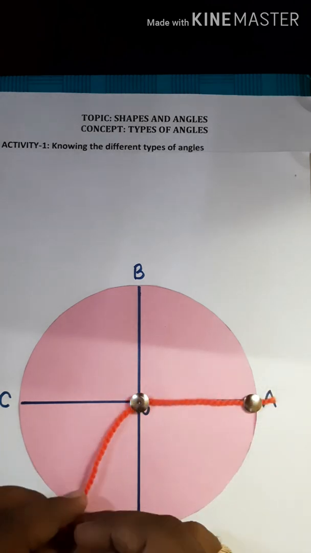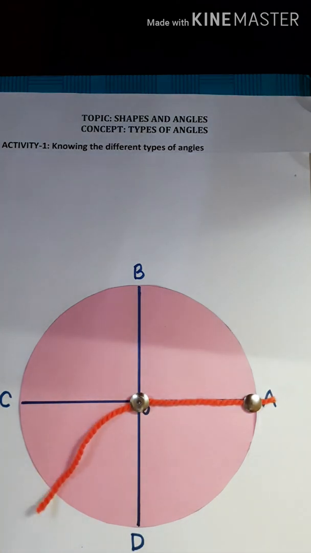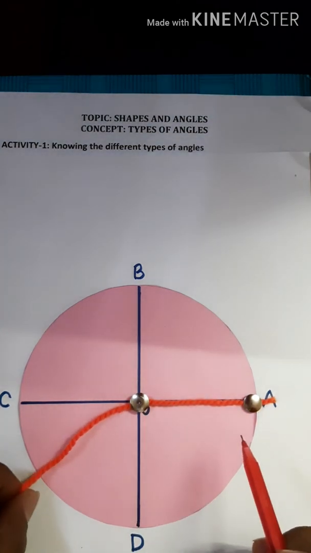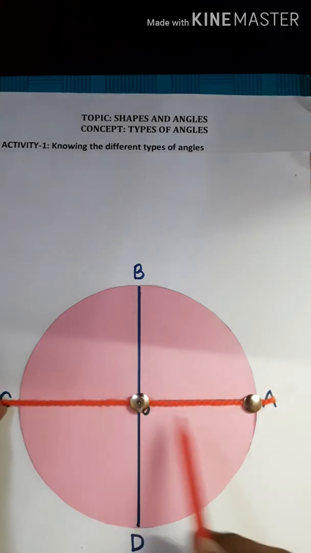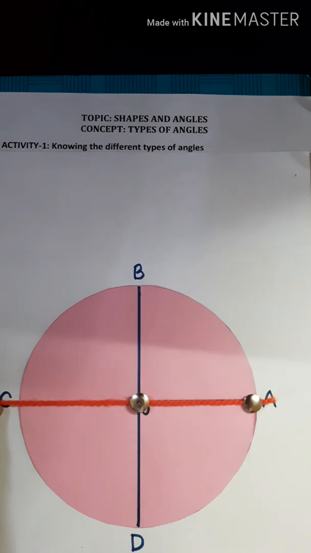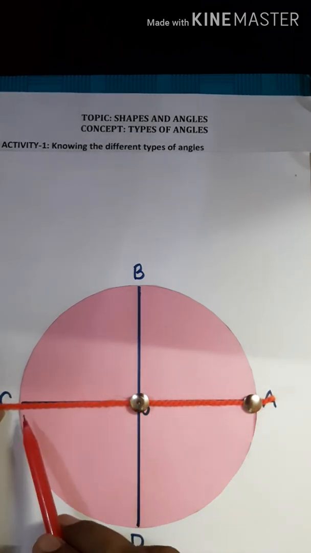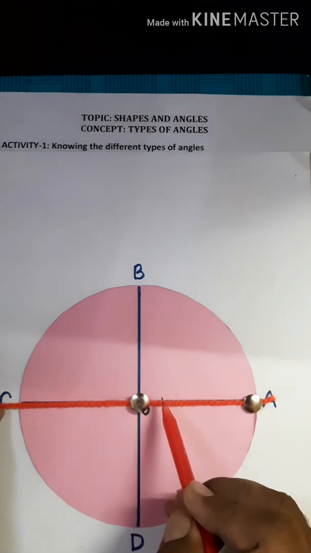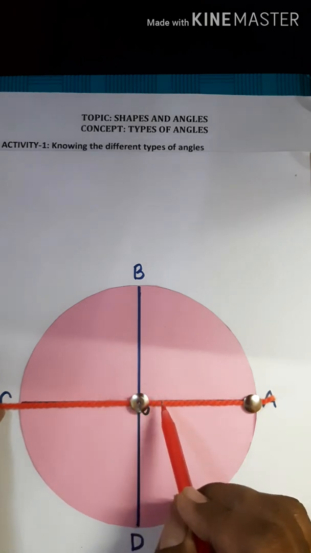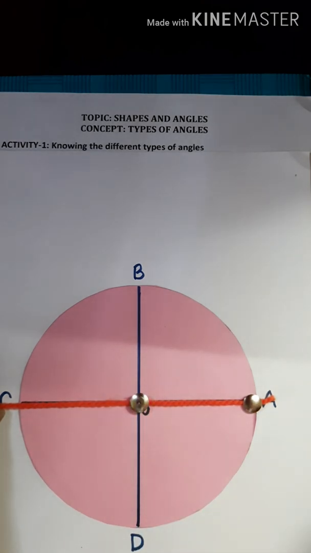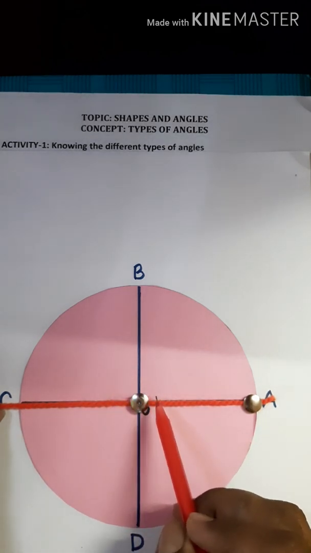Now you can see I have already marked O, A, B, C and D. Now after having done so, you can see this, if I keep the thread like this, it is forming a straight line. OA and OC are making opposite rays. So this angle formed by 2 opposite rays is called a straight angle.